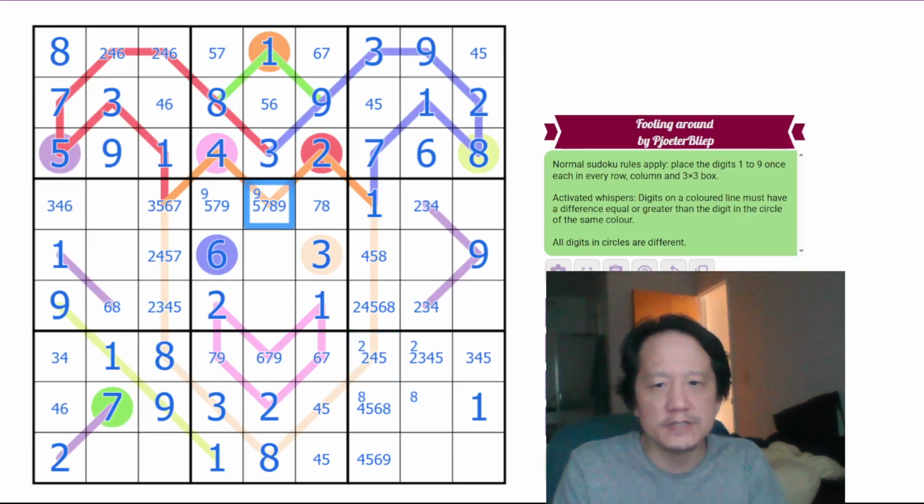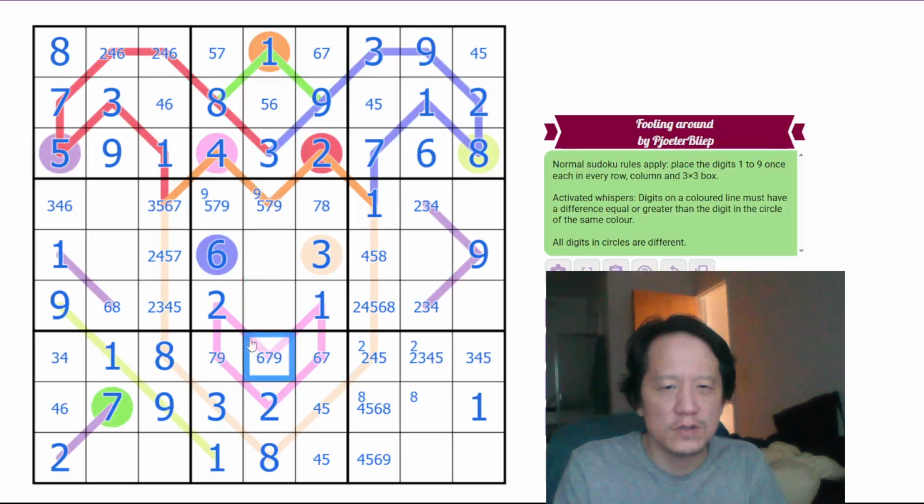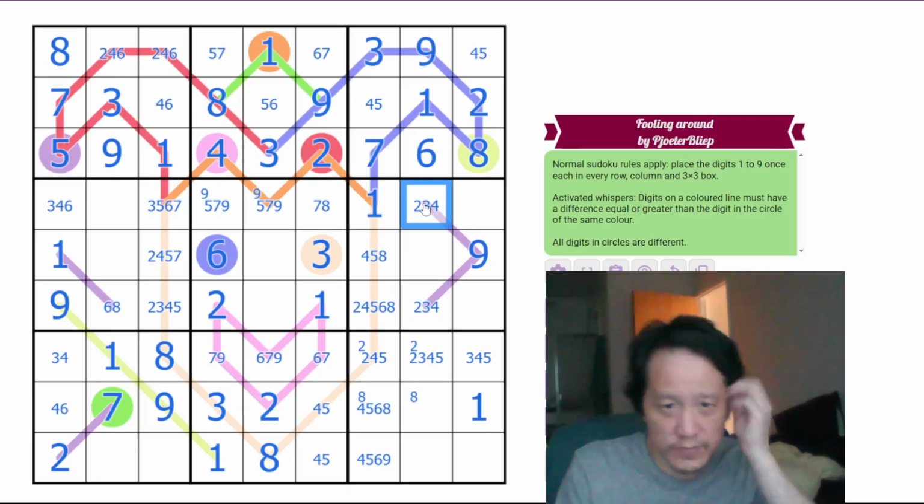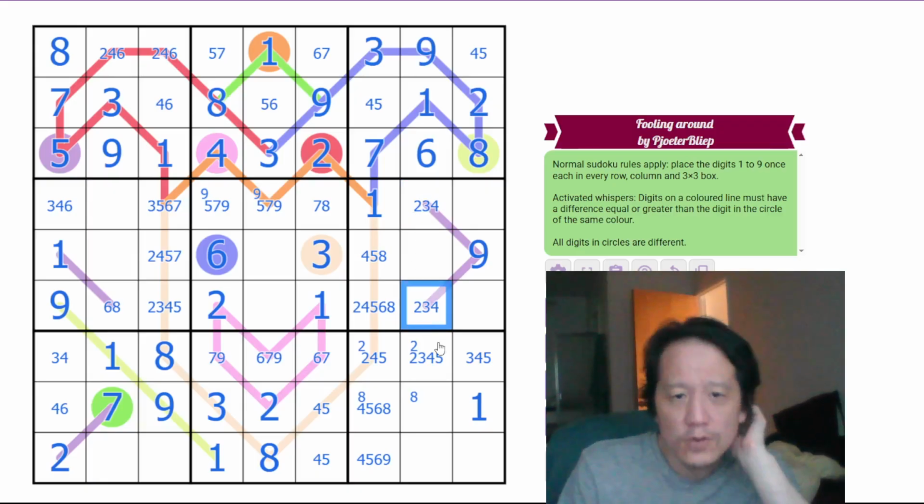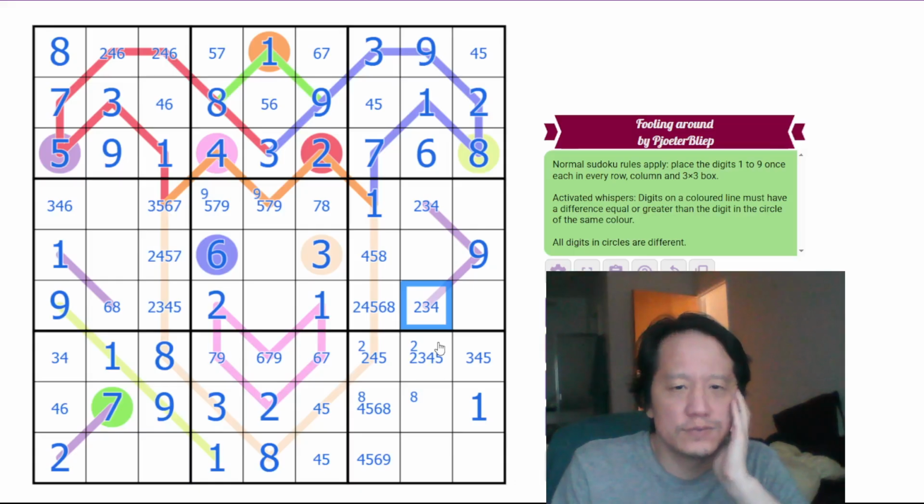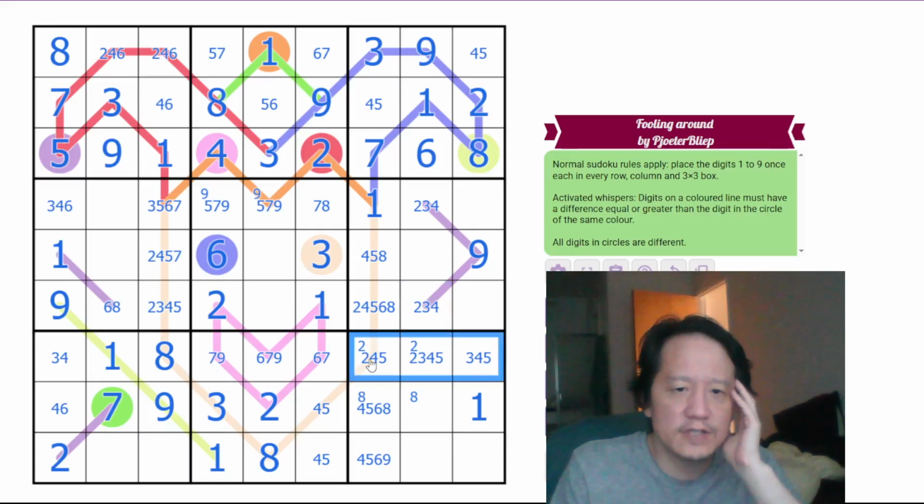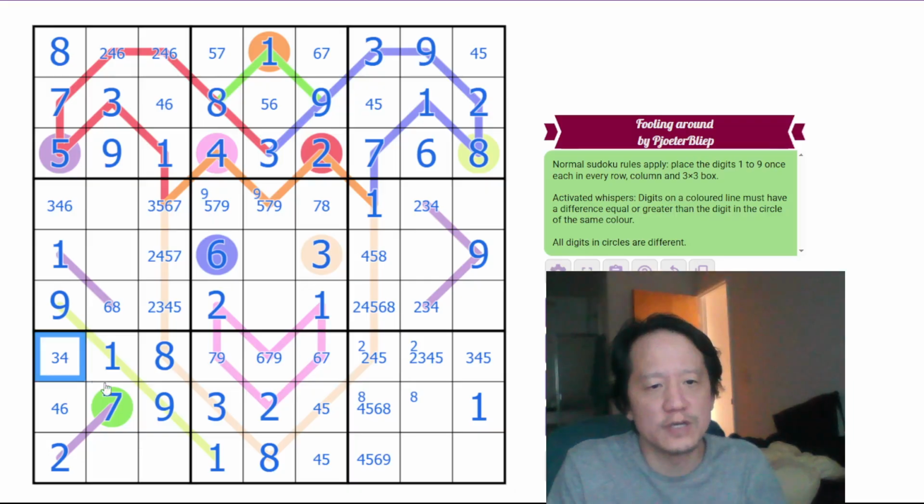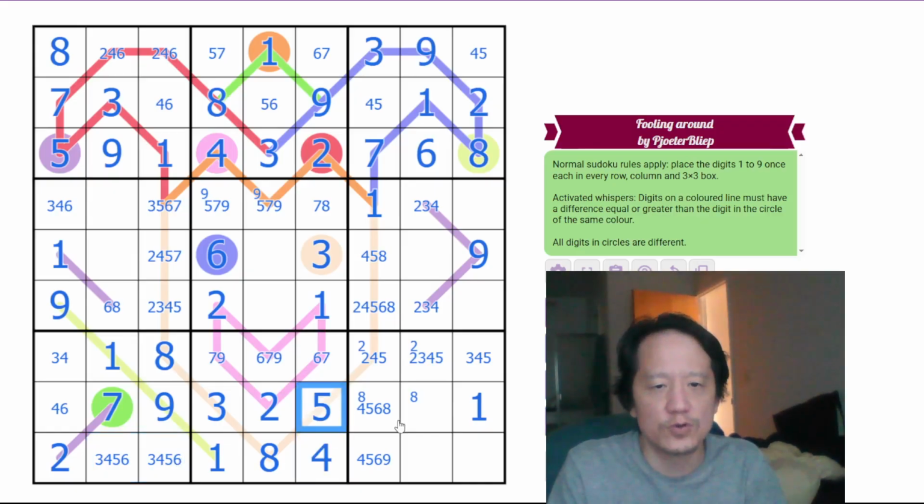This 8 eliminates 8 here. One of these is a 4. We don't know which. Okay. Five has to be one of these 3 digits here because it can't be here. This is 3, 4, 5, 6. 5 has to be one of these 2 digits, so this can't be 5. This is 4. This is 5.